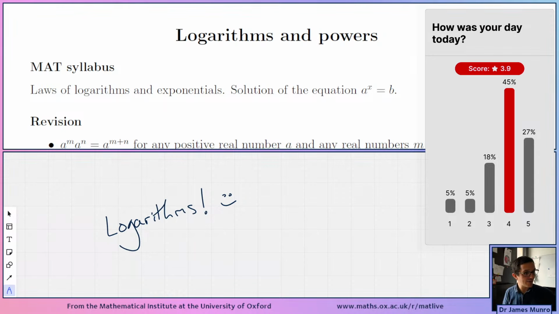Right, cool. People are having an okay day. 3.9 is good. We've seen better, we've seen stronger, but 3.9 is okay, with a majority four-star vote on there.